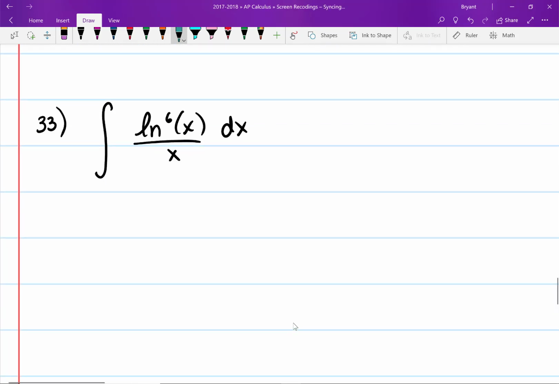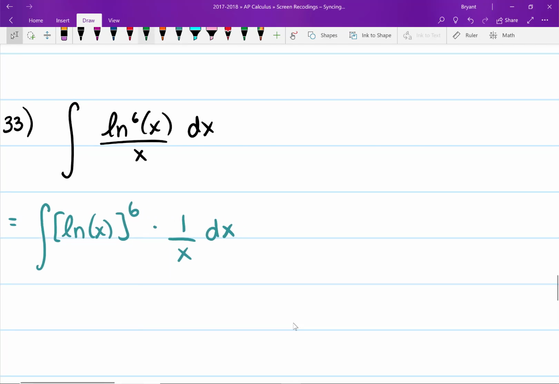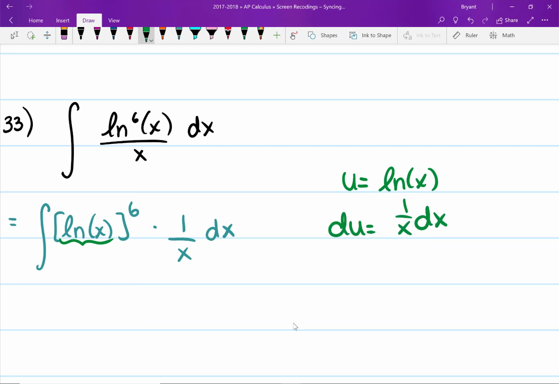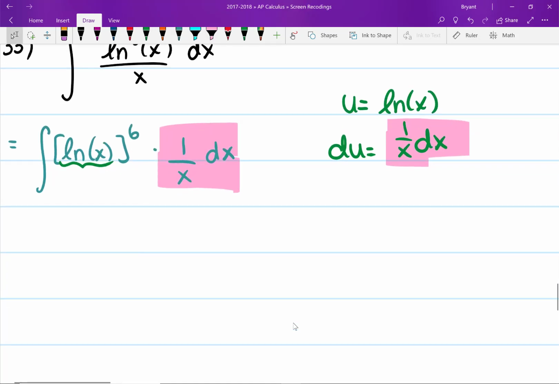All right, moving on. Number 33. We only got 3 problems left to go. Almost there. So right here, this is an absolute mess. Let's rewrite it and make it a little nicer. So this is the integral of ln of x to the 6 times 1 over x dx. And the reason I wrote it out like this was hopefully to make the u sub a little more clear, where u is going to be ln of x. Again, it's this inside piece. And then du is 1 over x dx. And look at this. Look how great that is. Everything lines up. Everything is fantastic.